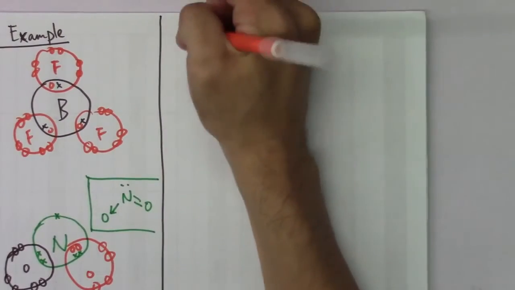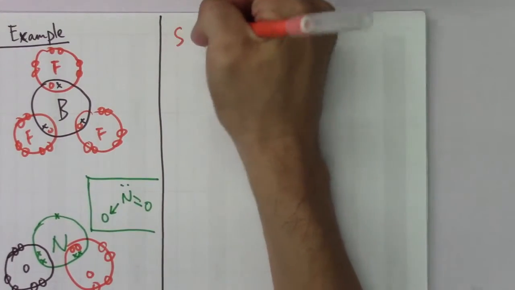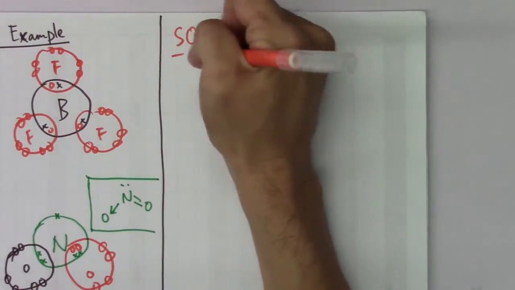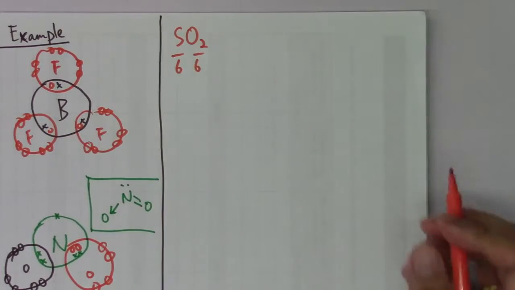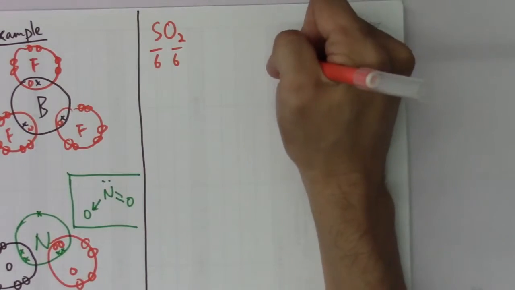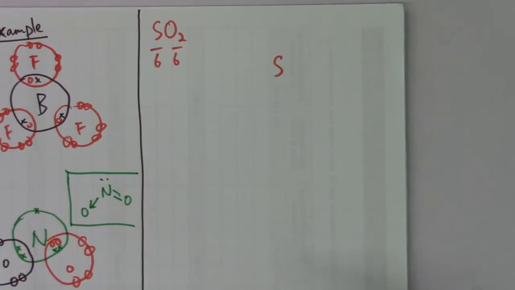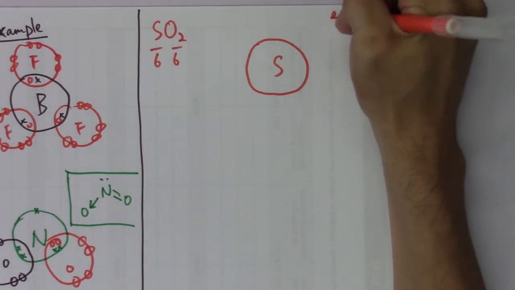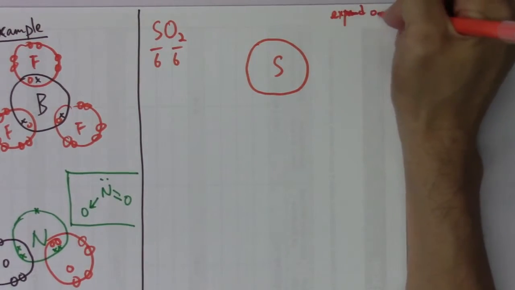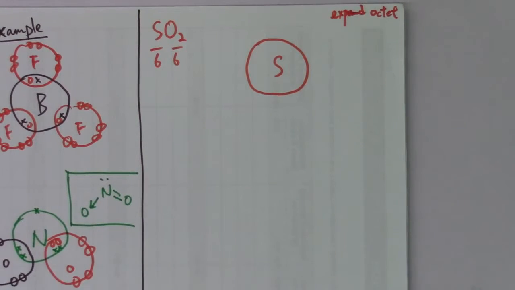And for other cases of non-octet, we would like to share one example called SO2. Sulfur has 6 electrons on its outermost shell, and oxygen has 6 as well. And this sulfur belongs to period 3. Period 3 normally can contain 18 electrons, the maximum number of electrons on the 3rd electron shell. So it can expand its octet. We call it expanded octet, so that it can contain more electrons.